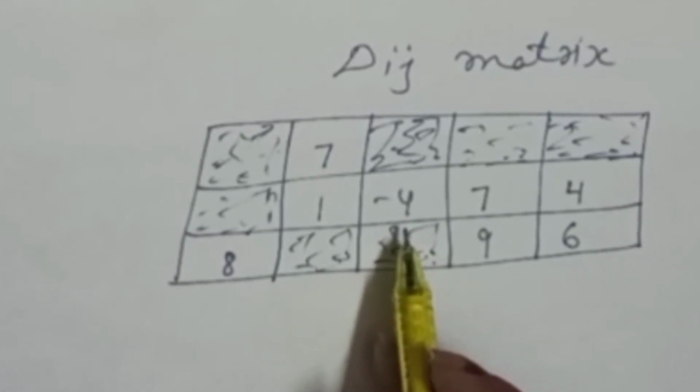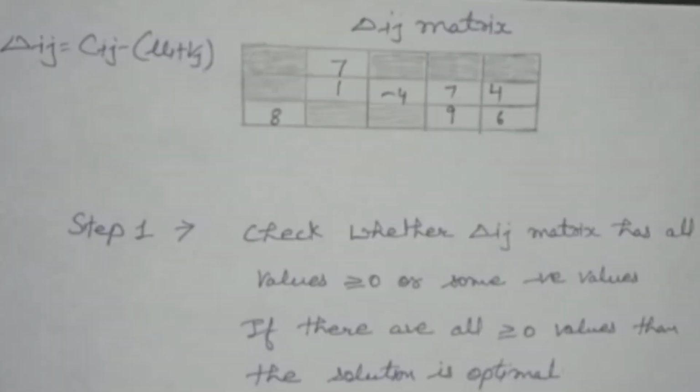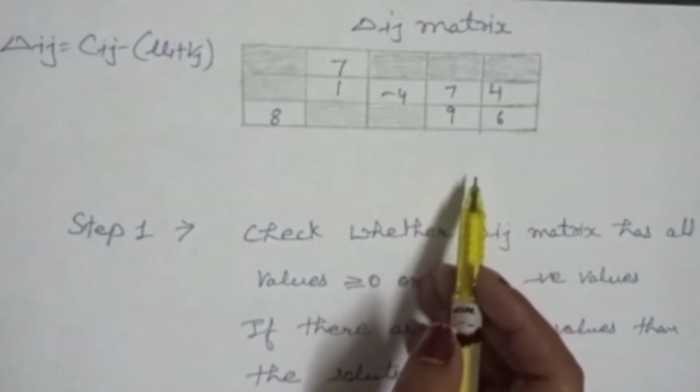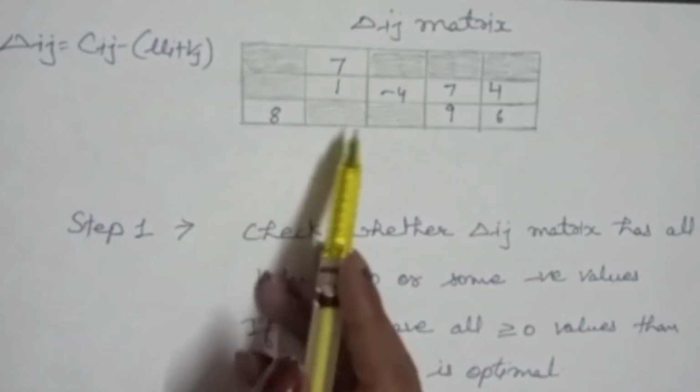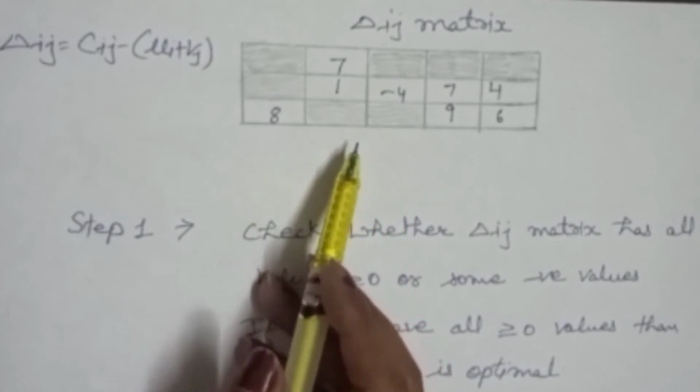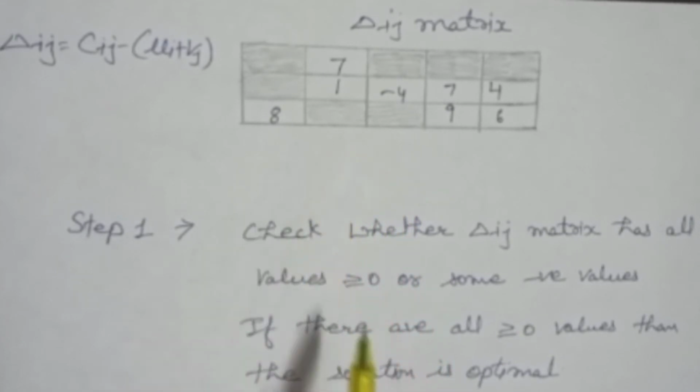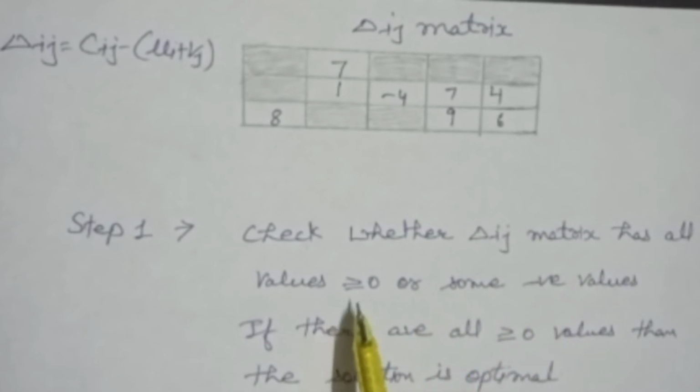Here we will do the loop formation again. Here we have to check whether all values are positive, negative, or equal to 0. Whether it has all values equal to or greater than 0, or some negative value. If all values are greater than or equal to 0, then the solution is optimal. But if one or more values are negative, then go ahead and do reallocation at the most negative cell value.